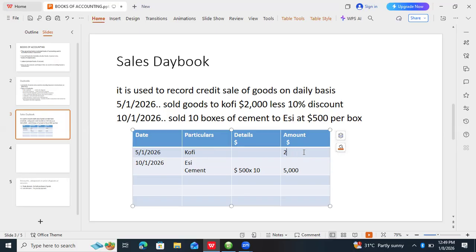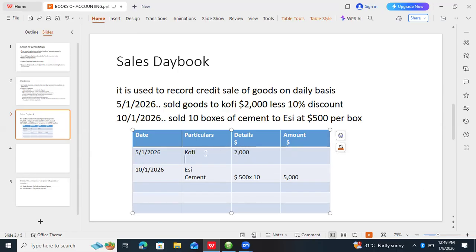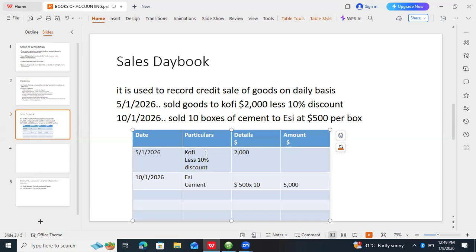You put in the date, put in the name Kofi, right? But you put the gross figure at the detail column, okay? Then you go and tell us that you need to less 10% discount. And 10% of 2,000, that will give you how much? 200. So you now less this discount and the net figure, which is going to be 1,800. That is what goes under the amount column. That is why in my explanation earlier I said that the amount column takes the net or amount.